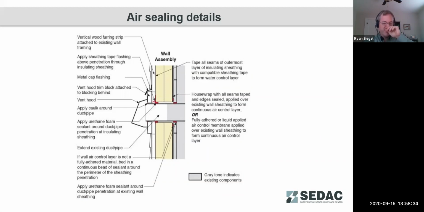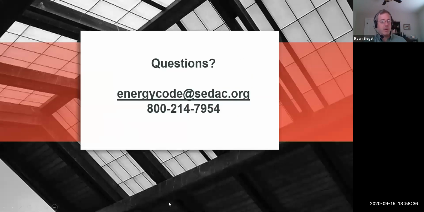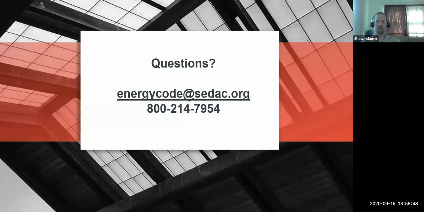So with that, I think we've got one last poll and a few other questions that have come in here. So launch that poll. The question is, what air sealing details need to be included in construction documents? It is a multiple choice question, so pick all the ones that apply.